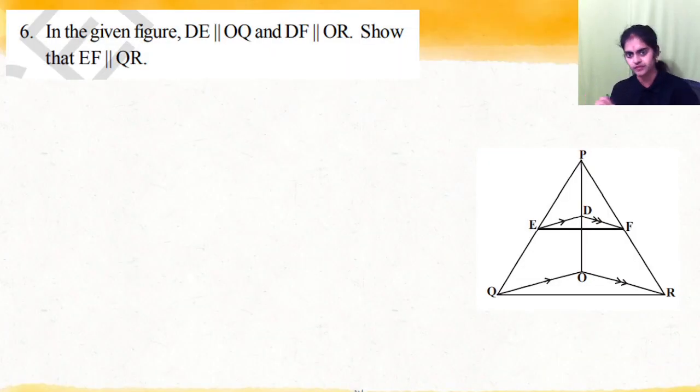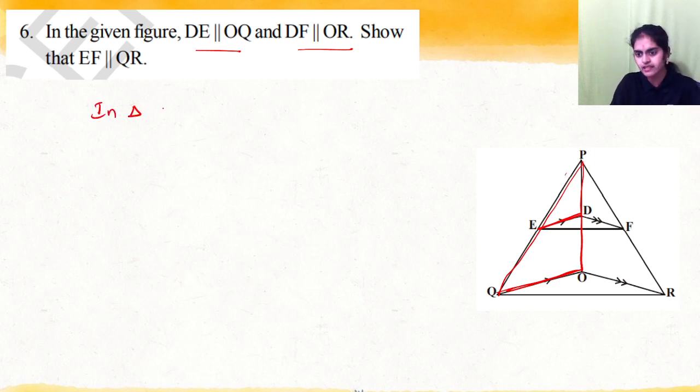Question number 6. Now you tell me which figure I have to consider here. They told you DE is parallel to OQ, DF is parallel to OR. DE is here. DE is parallel to OQ. See, this is the base of the triangle always. With the base, how can I make the triangle? See, this is the triangle I can make. Clear? So what is the triangle I am able to make?